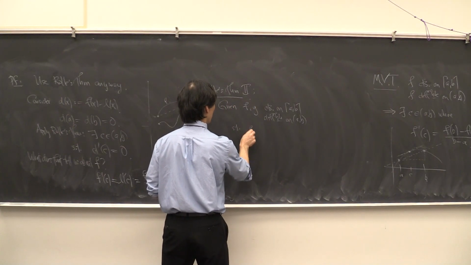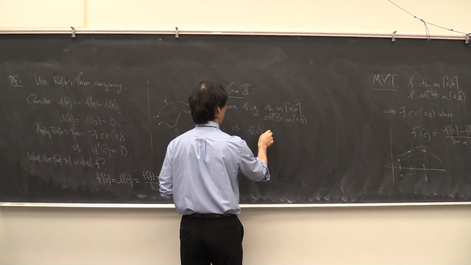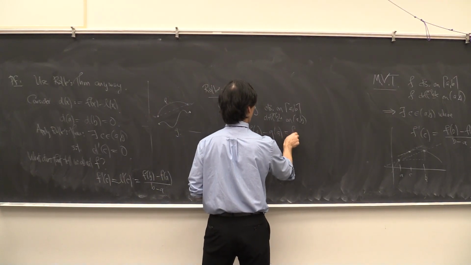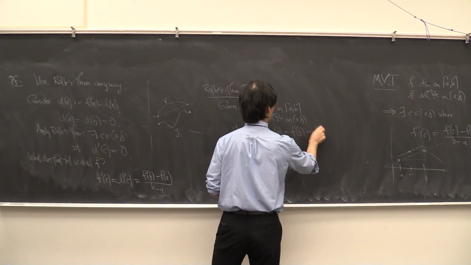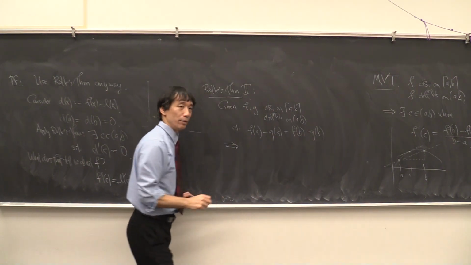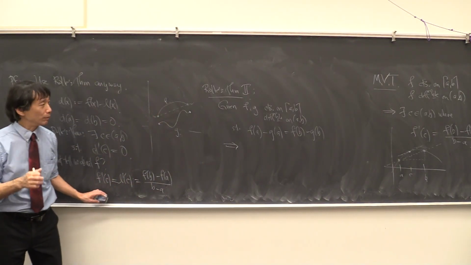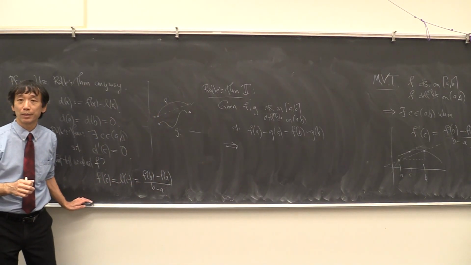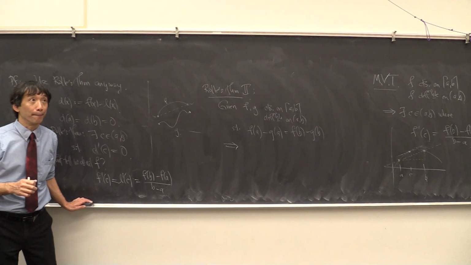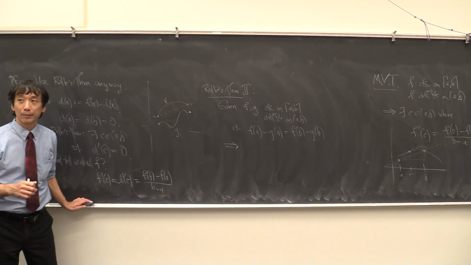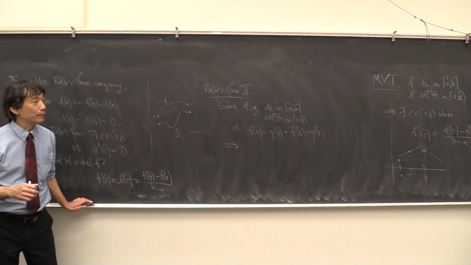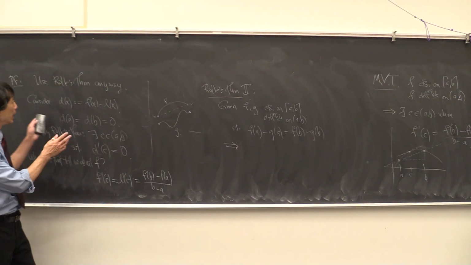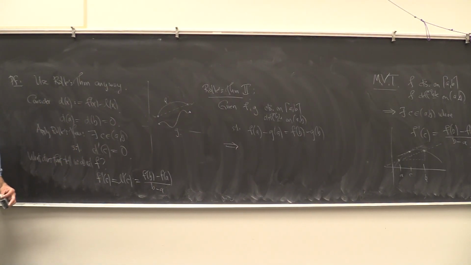such that f of a minus g of a equals f of b minus g of b. Then what? Write down what Rolle's theorem would say in this case. Basically just imitating what we just did to get the mean value theorem.